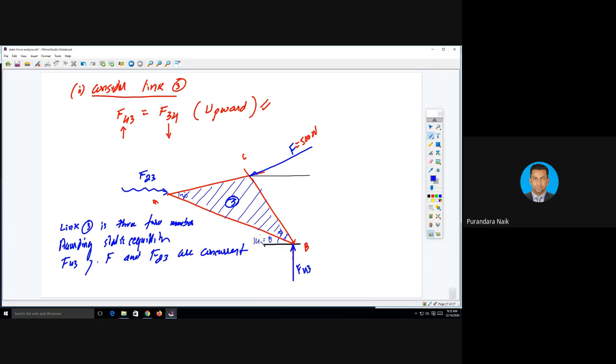right? So how to find out the point of concurrency? You need to extend F43. See, I'm going to extend it. Extend F43, and it will intersect which force? F, the second force. Because I cannot extend F23, its direction is unknown, but I can extend F43. So this is the point of concurrency, POC, where it intersects.